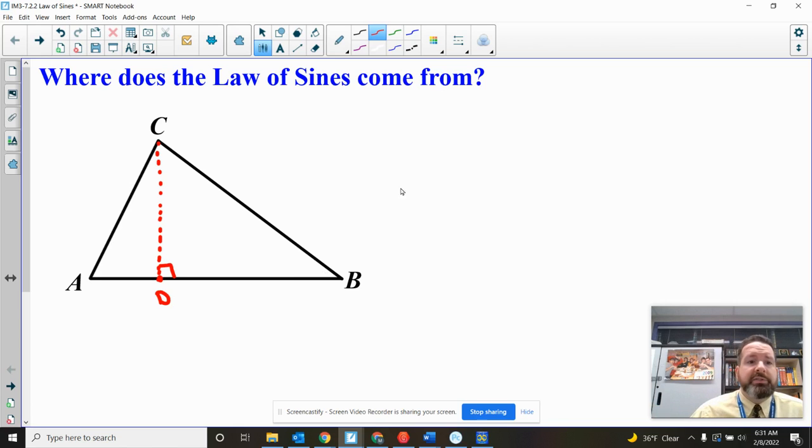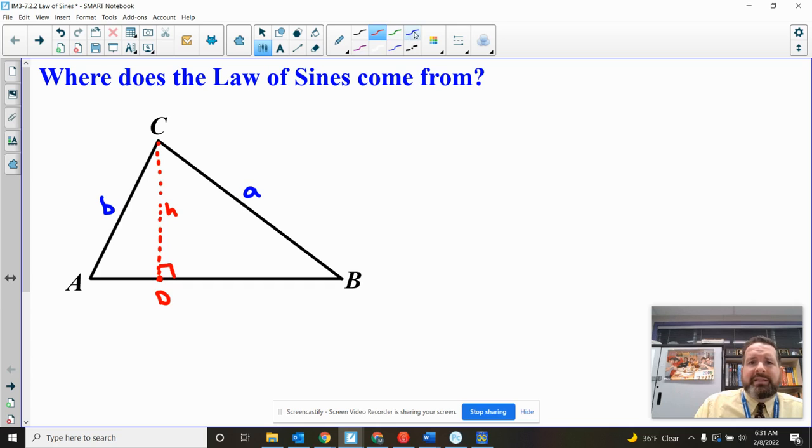They're both right triangles. So let's also label our sides while we're at it. So we've got angle A, so across from that is side A, angle B, and then across from that is side B. So let's take a look now at this middle altitude that we drew in, and let's call that H. Here's what happens. Let's take a look at just this left right triangle.